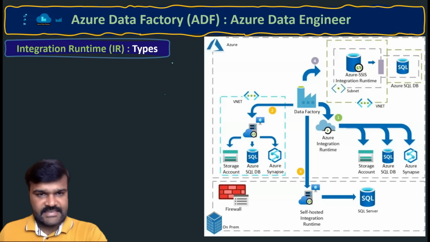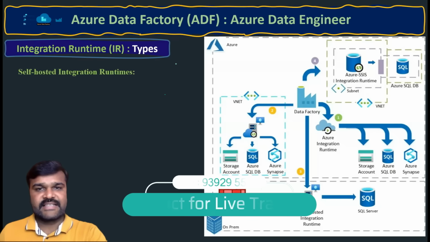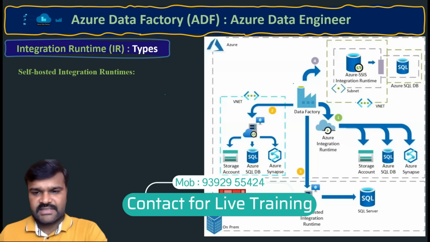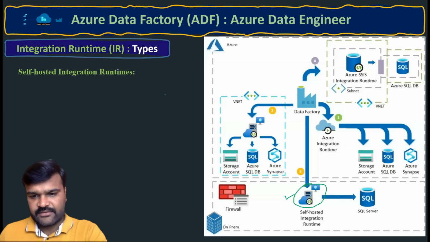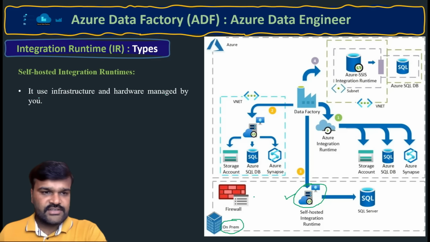And the next integration runtime is self-hosted integration runtime. So let us see what it is. Here you can observe where it is located in the diagram. This is the self-hosted integration runtime. Mainly it works between on-premises and cloud or private networks. It uses infrastructure and hardware managed by you.